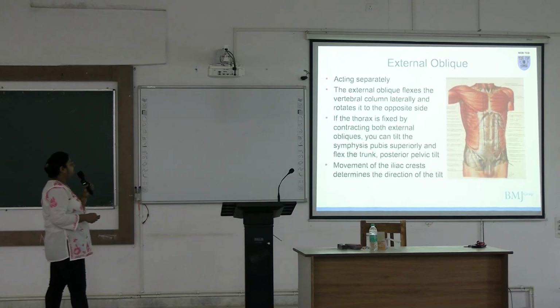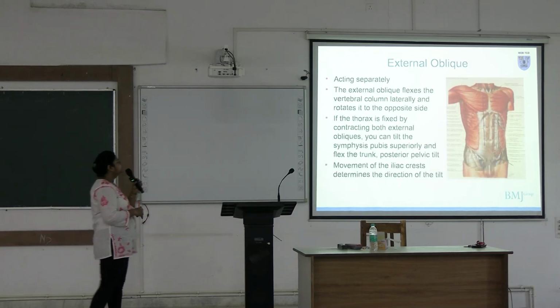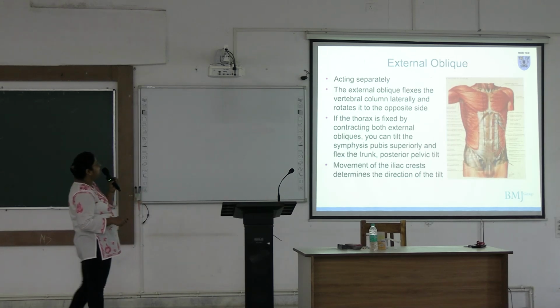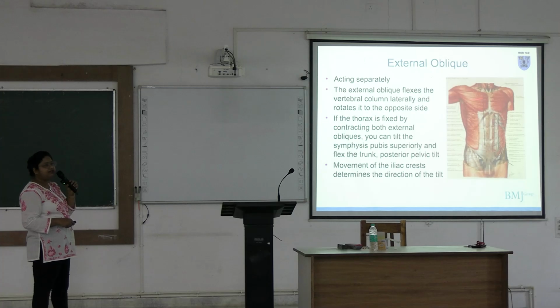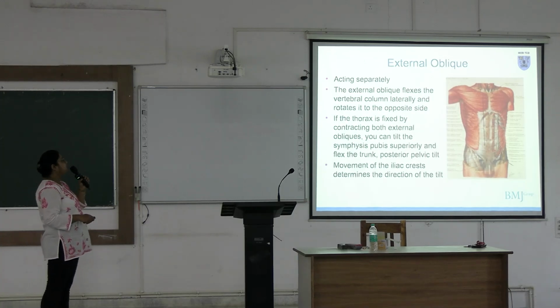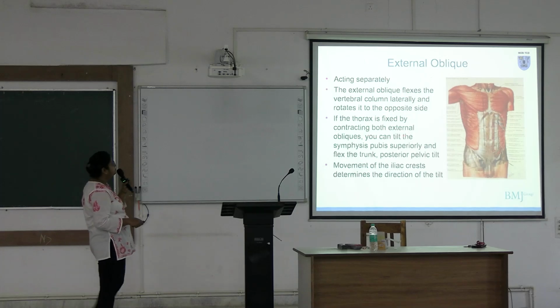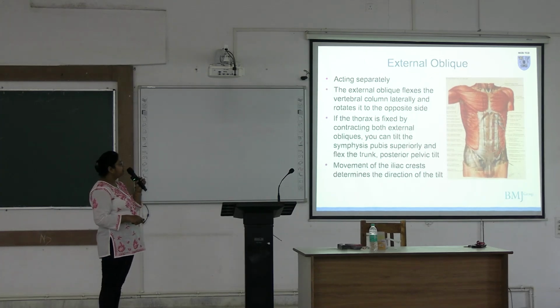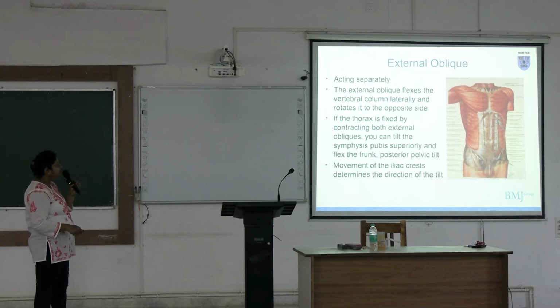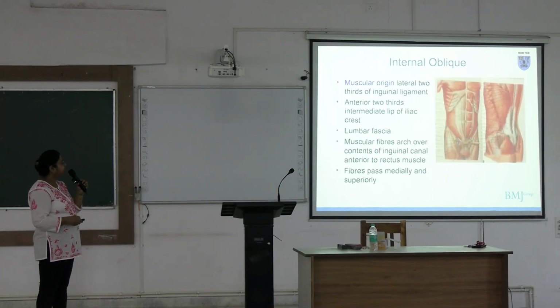Now we are going to the action. Okay, when acting separately, the external oblique flexes the vertebral column laterally and rotates it to the opposite side. And if the thorax is fixed by contracting both the external obliques, you can tilt the symphysis pubis superiorly and flex the trunk during posterior pelvic tilt. Okay, and movements of the iliac crest determines the direction of the tilt.